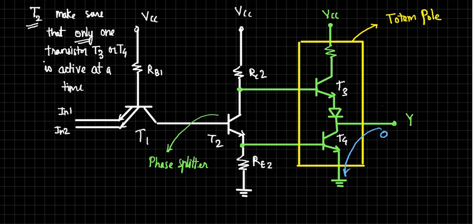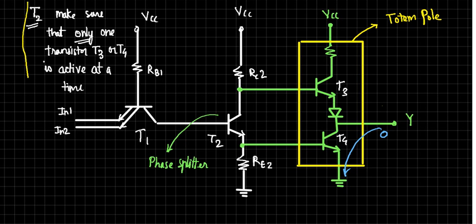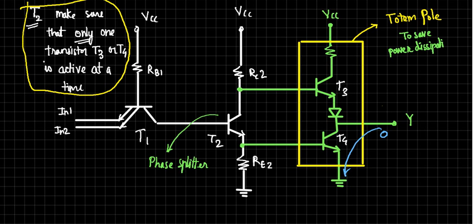Let's go ahead. This is the point to be emphasized here, and this totem pole helps to save power dissipation. Can you tell me in one word which power dissipation it is saving, and when is it saving?